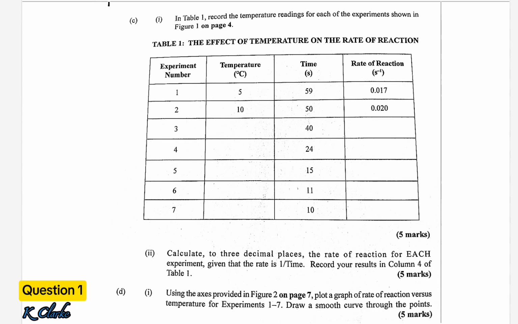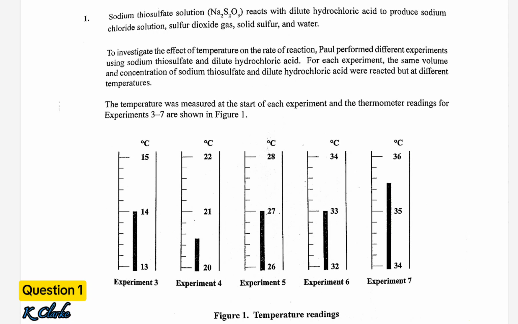C. Part 1. In Table 1, record the temperature readings for each of the experiments shown in Figure 1 on page 4. Based on the thermometers, the smaller intervals represent 0.2 degrees Celsius. Experiment 3 is 14 degrees Celsius. Experiment 4, this is 20, 20.2, 20.4, 20.6. Since it's in between, this is 20.5 degrees Celsius.